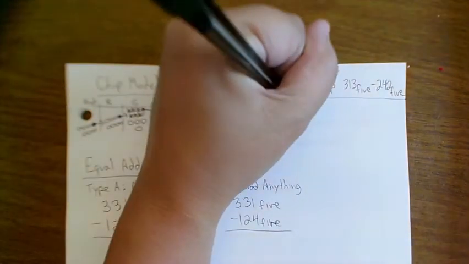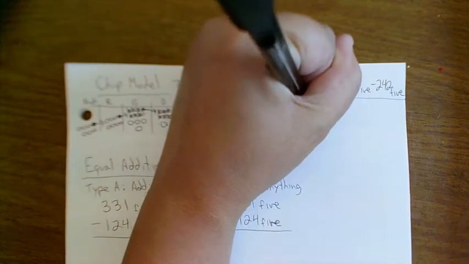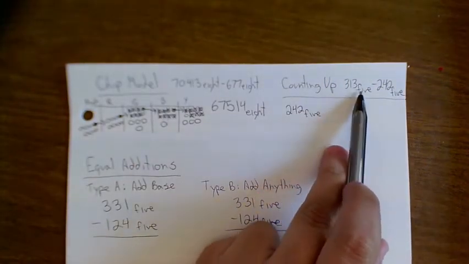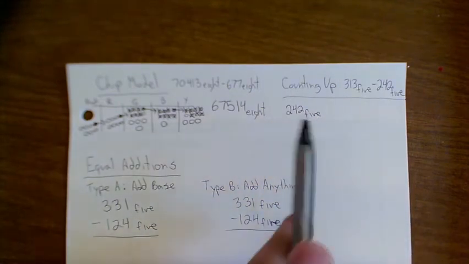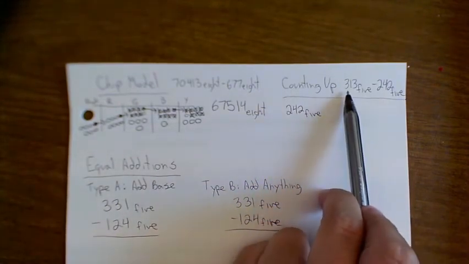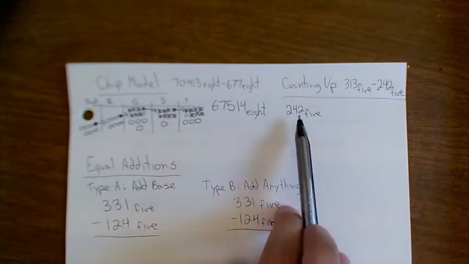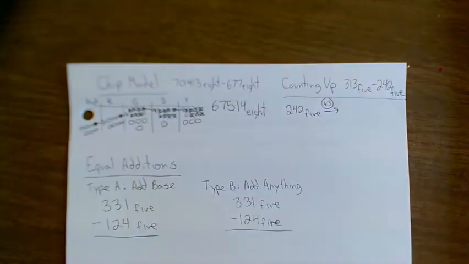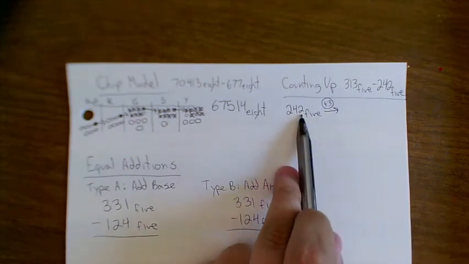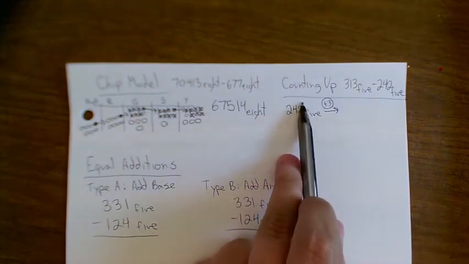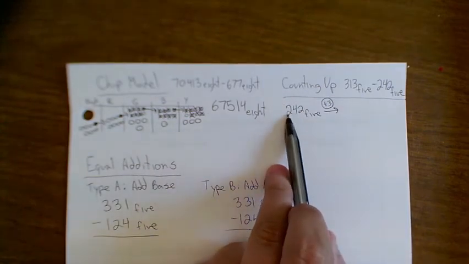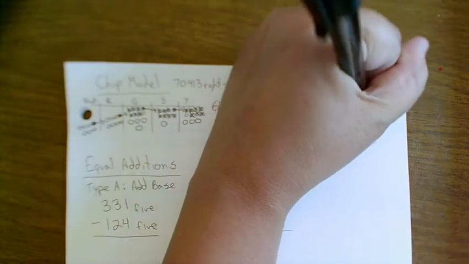So for counting up, again, we would start with 2, 4, 2 in base 5. So we're trying to get to 3, 1, 3. So what I would do is maybe start trying to get to the flats first. So what if we just add 3 units? If we add 3 units, that would become a 5. So then that would trade in for another long. Then you would have 5 longs. The 5 longs would trade in for a flat. So this would become 3, 0, 0.